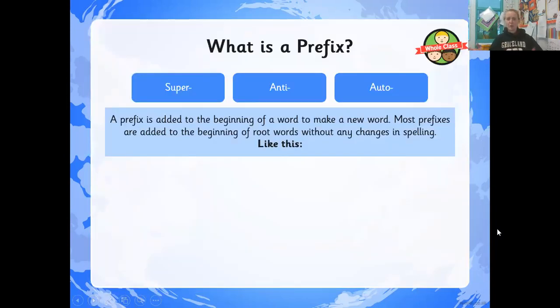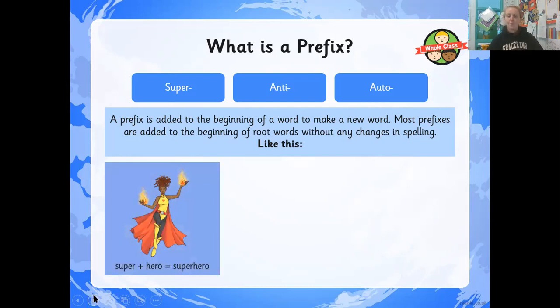So what is a prefix? Well, we know what a prefix is from yesterday. A prefix is added to the beginning of a word to make a new word. And most prefixes are added to the beginning of root words without any changes in the spelling. So yesterday, when you did the mis, dis, and un prefixes, the root word didn't change at all.